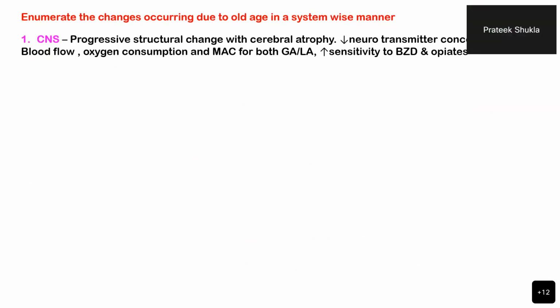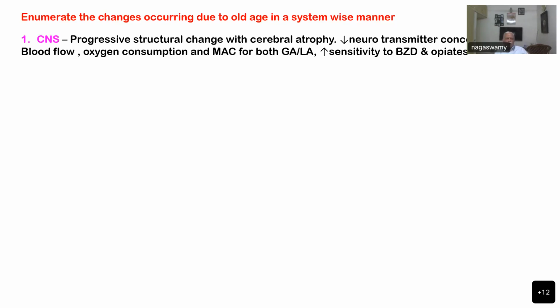CNS. First we start with CNS. Progressive structural change with cerebral atrophy. As age advances, your brain starts atrophying. Decreased neuromuscular transmission, decreased blood flow, oxygen consumption, and MAC of both GA and LA are decreased, with increased sensitivity to benzodiazepines and opioids. So these are the CNS changes.